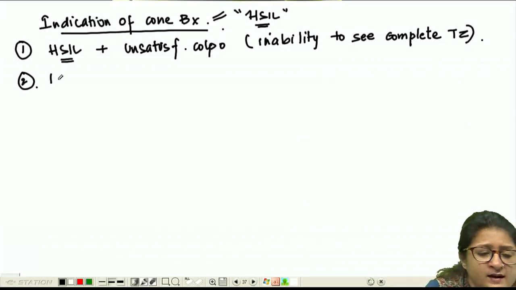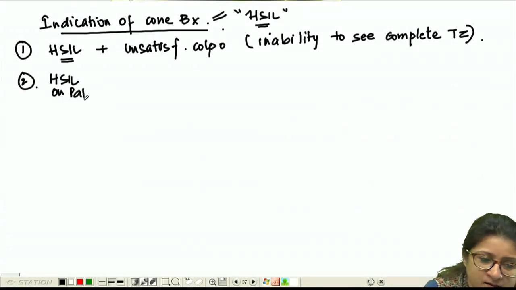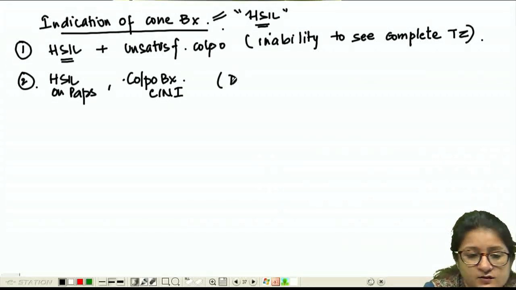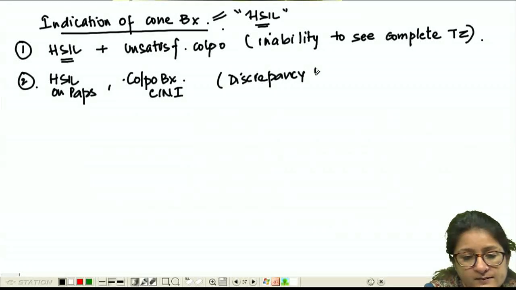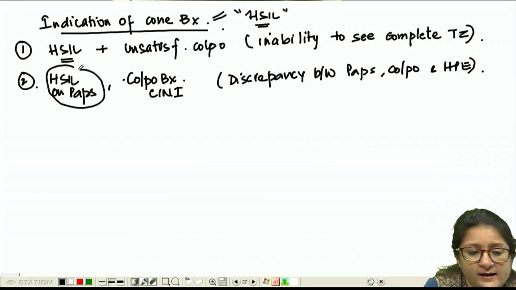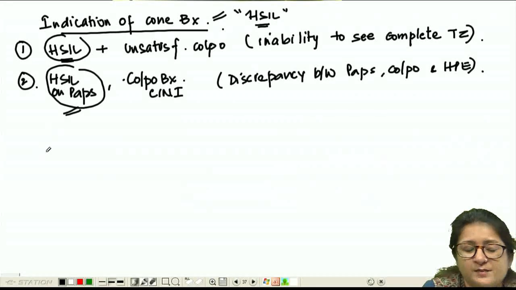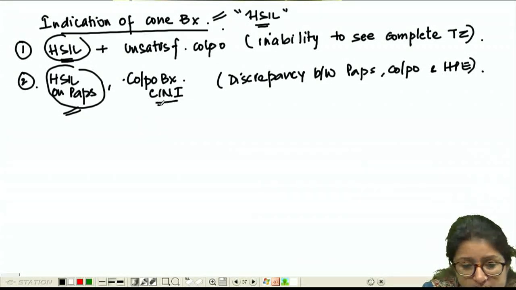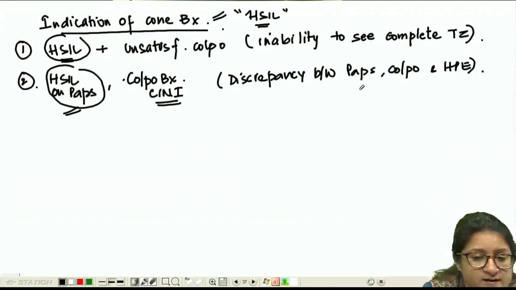Secondly, whenever there is HSIL on pap smear, and let's say for example colposcopy biopsy showed CIN 1. This is called a discrepancy between pap smear, colposcopy and histopathology report. Then also a cone biopsy is needed to look for any high-grade abnormality on histopathology, because pap smear has a very good specificity. So if pap smear is saying HSIL, then obviously there is some area of high-grade dysplasia which has been missed on colposcopic biopsy, and therefore with such a discrepancy, we need to go for the cone biopsy.